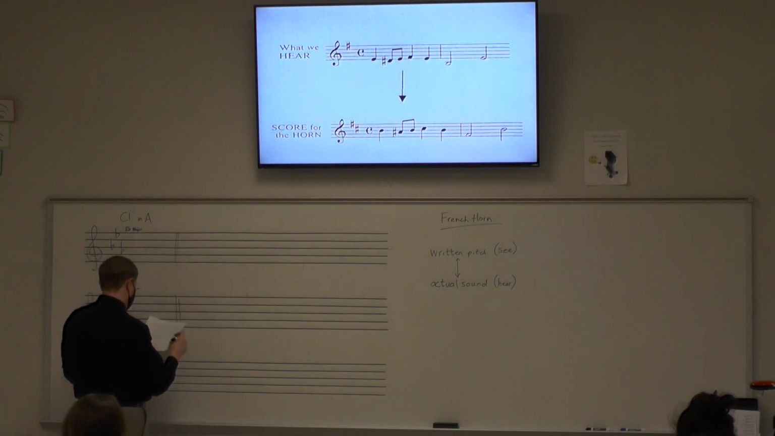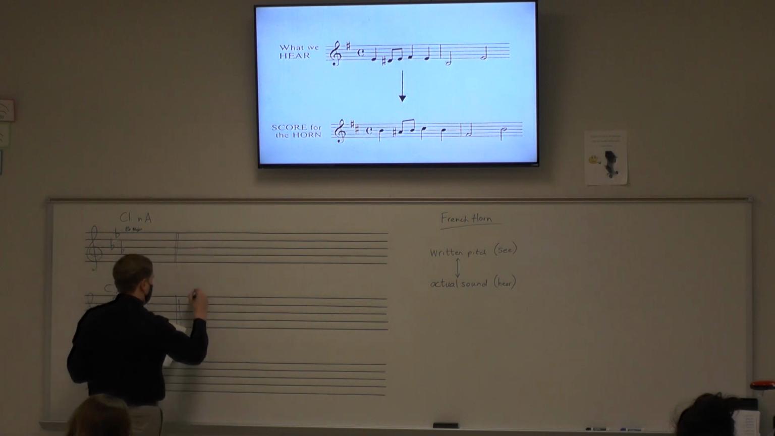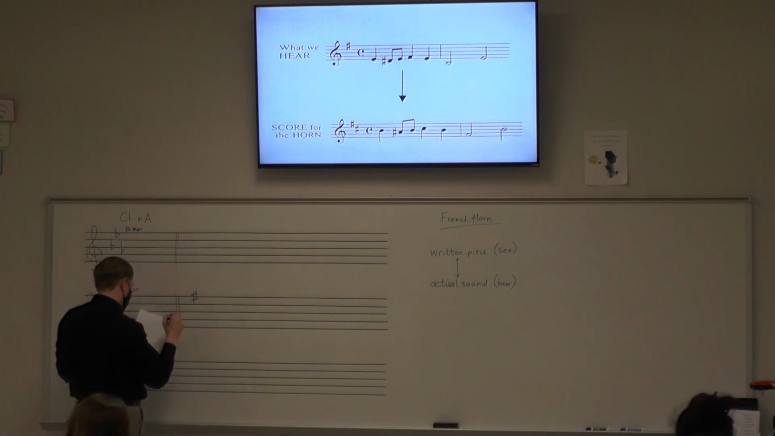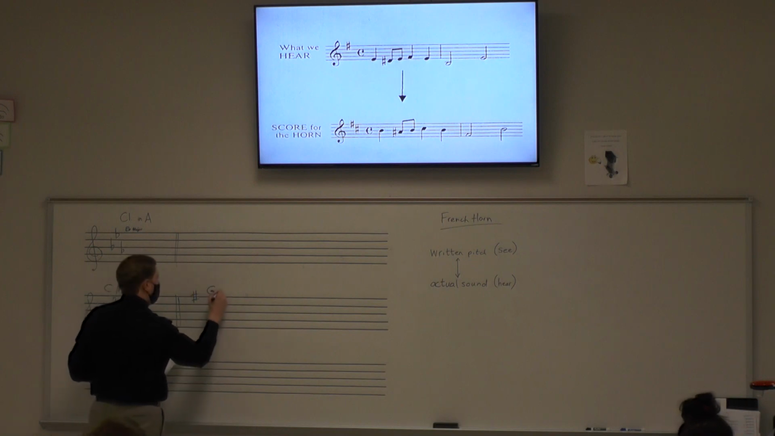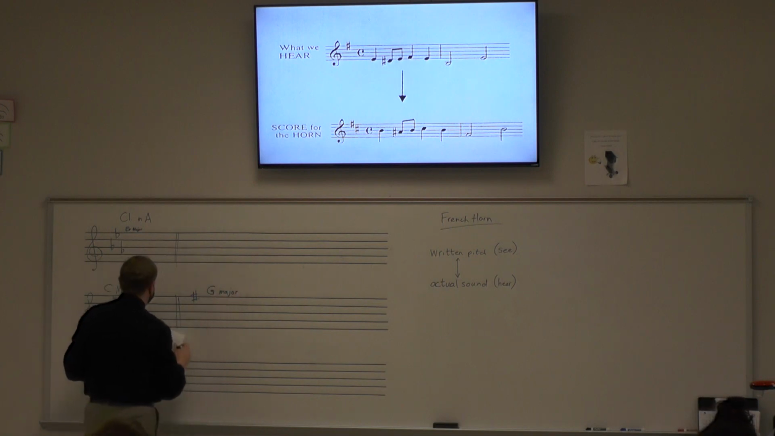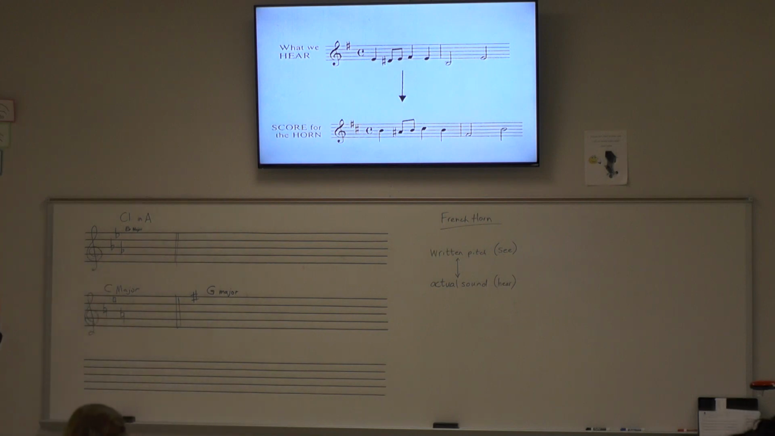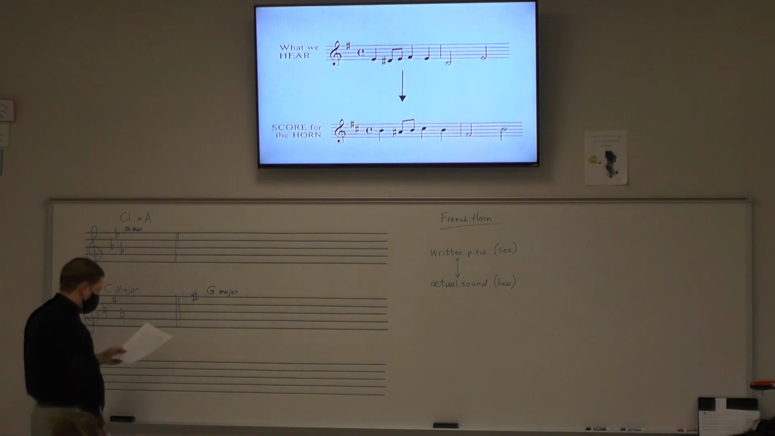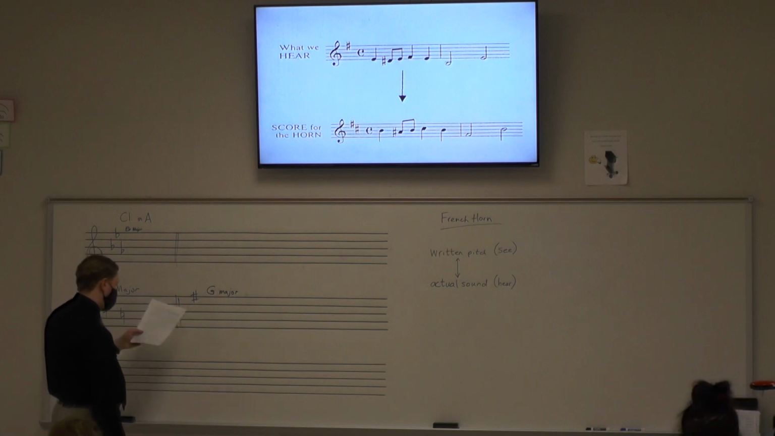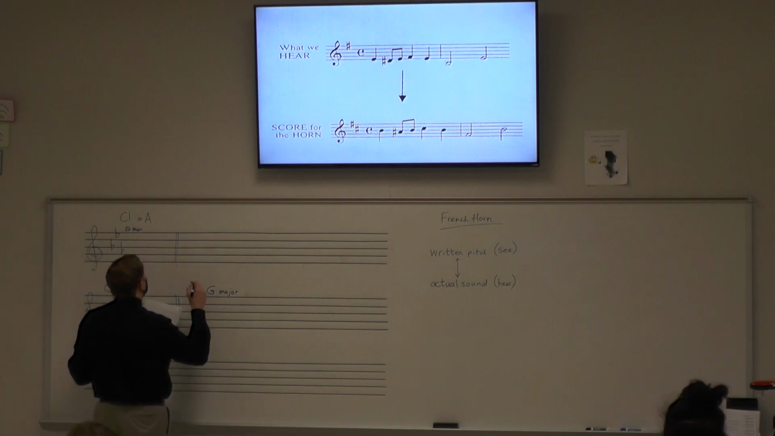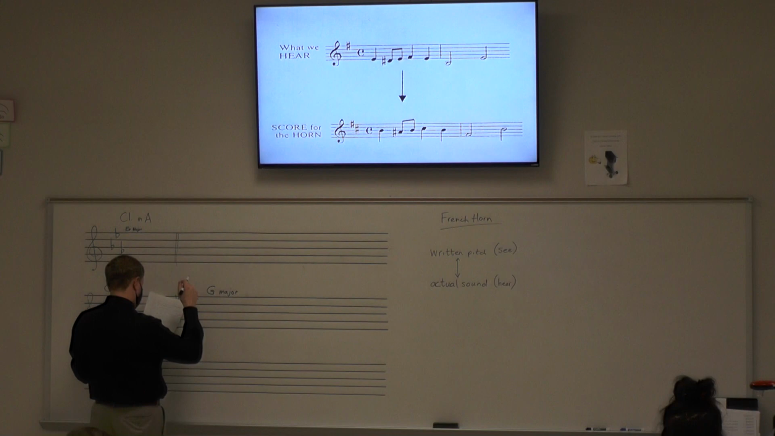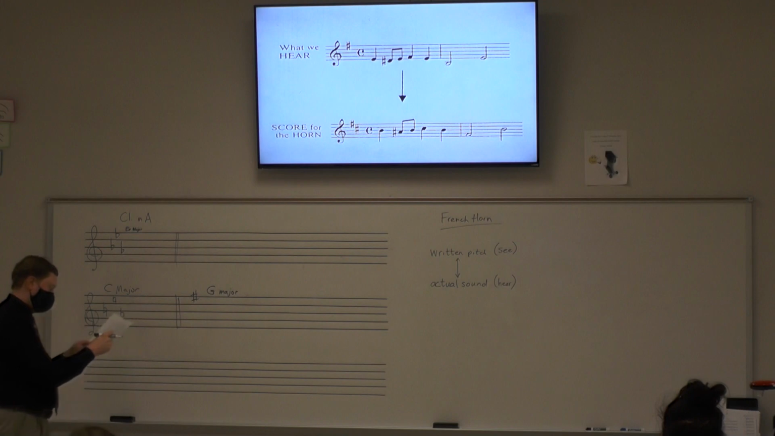All right, let's try another one. Let's say that the actual sound of a melody is in the key of G major, 1 sharp, and we're still dealing with the clarinet in A. In what key would the melody need to be written for the clarinet in A to make it sound in G major?